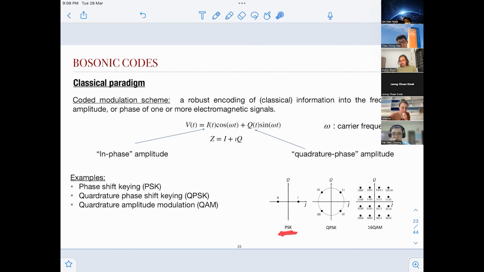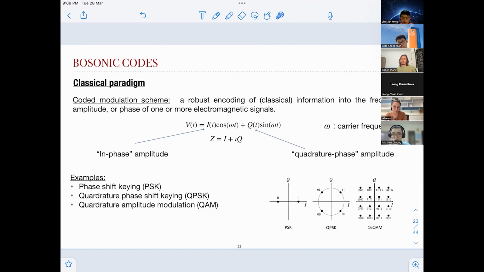So this PSK, you can think of the CAT codes, which many of you must have heard about. That's basically a generalization of this one. Then the four-legged CAT code is a generalization of QPSK. And the GKP codes, Gottesman-Kitaev-Preskill code, that many of you might have heard of, is a generalization of this one. So you see that these ideas are classically present.